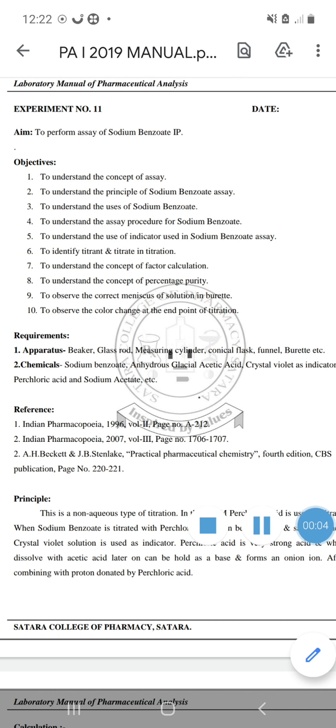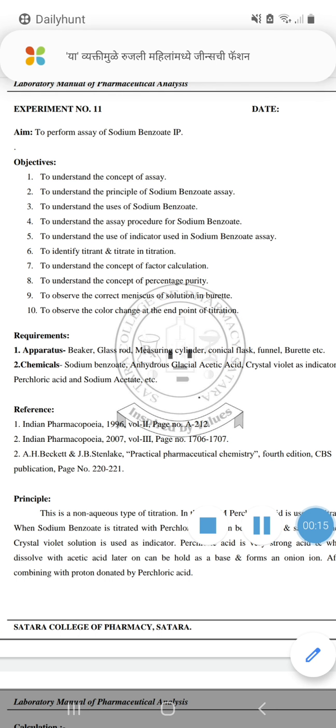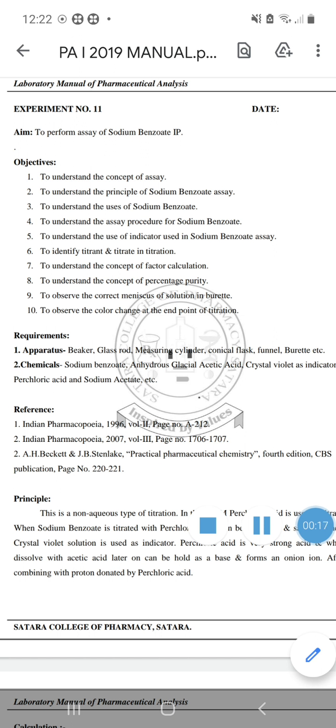Today we will discuss experiment number 11, to perform assay of sodium benzoate. The objective is to understand the concept of assay, the principle of sodium benzoate assay and the uses of sodium benzoate. Then the assay procedure for sodium benzoate, to understand the use of the indicator which is used in the sodium benzoate assay, and to identify the titrate and titrant in titration.